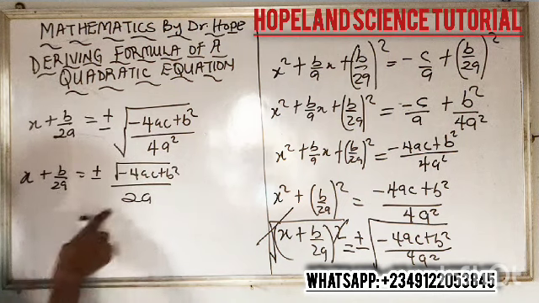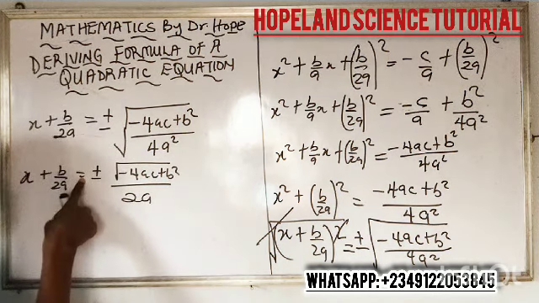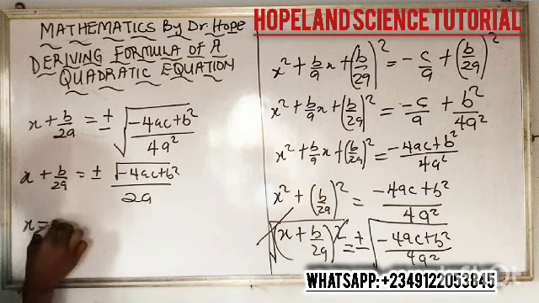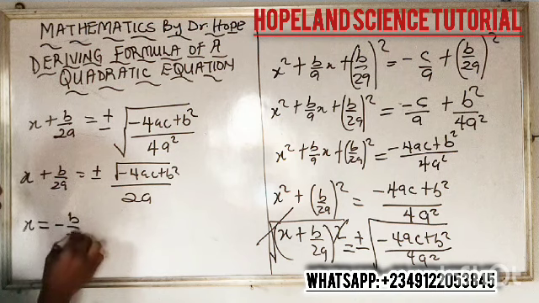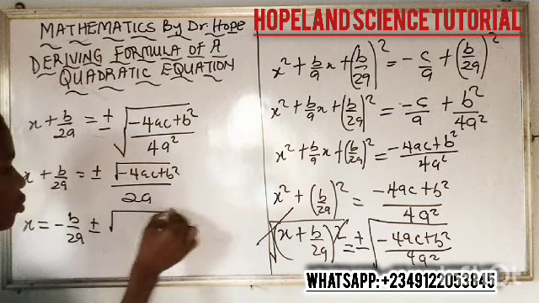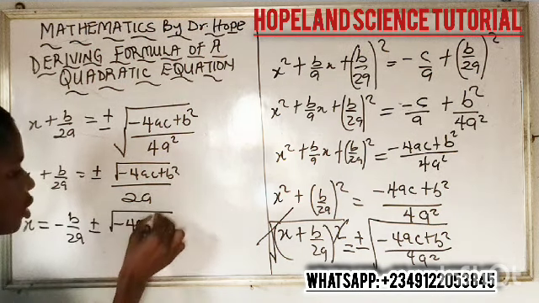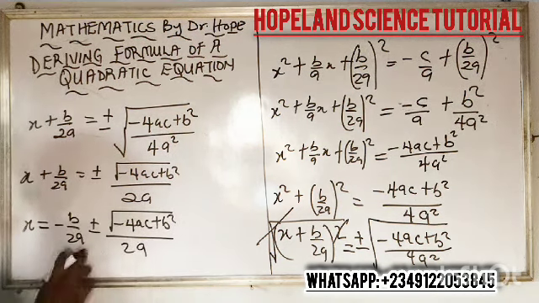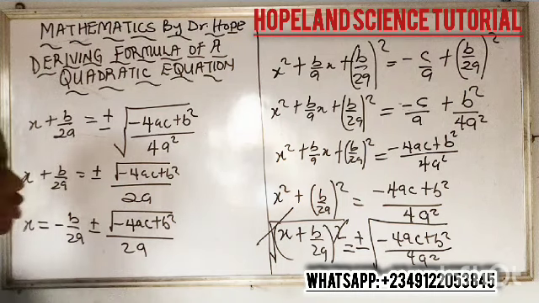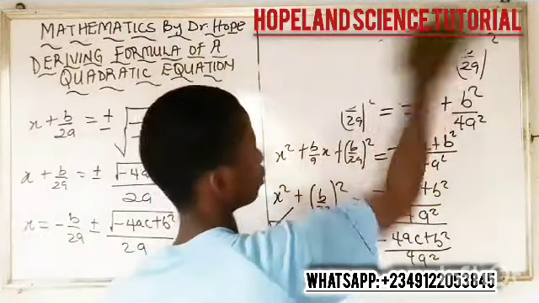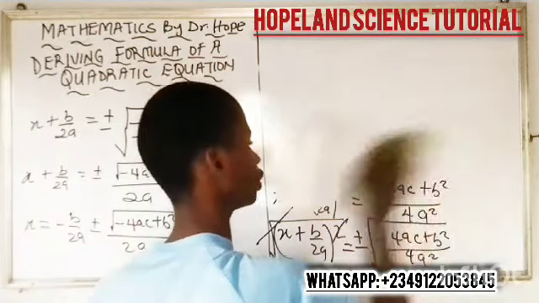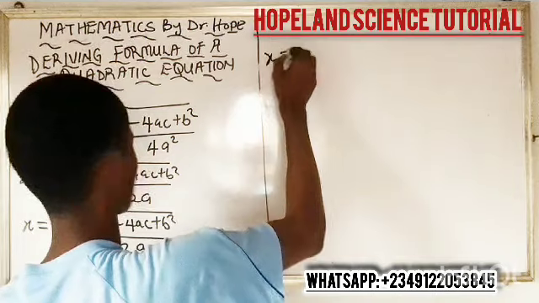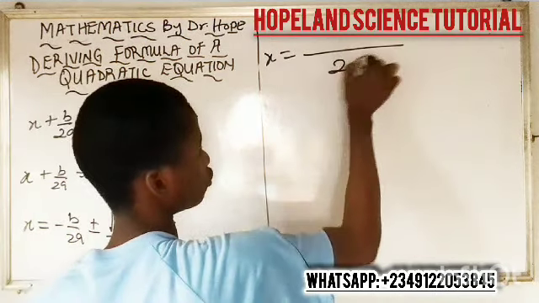Remember, when you are taking it to the other side, you don't put it here, you put it between the equality sign and the plus or minus. So we have x equals minus b over 2a plus minus the root of minus 4ac plus b squared all over 2a. Now what's the LCM of 2a and 2a? Of course you agree with me that the LCM is 2a. So x equals, the LCM is 2a.